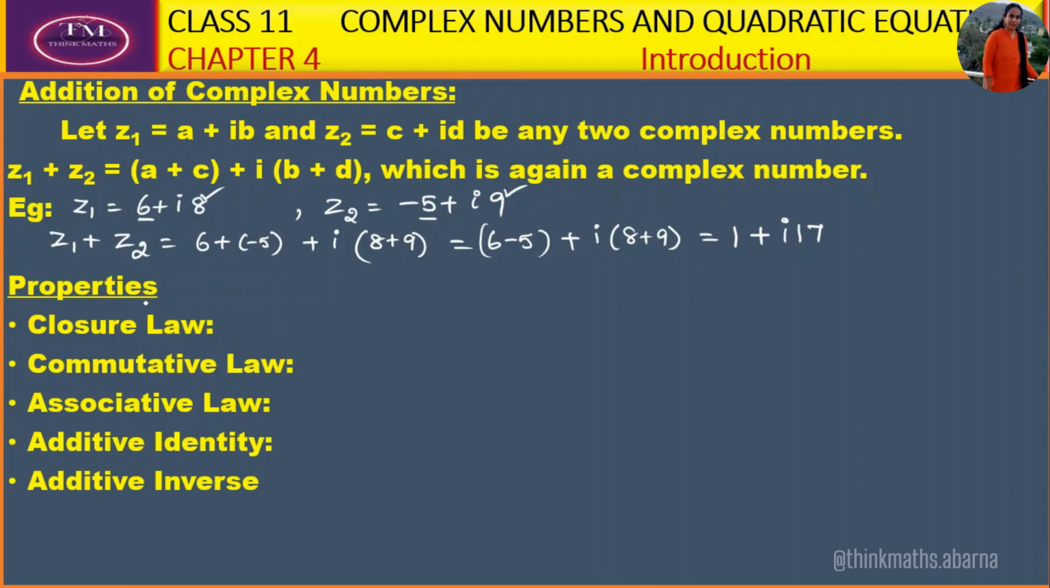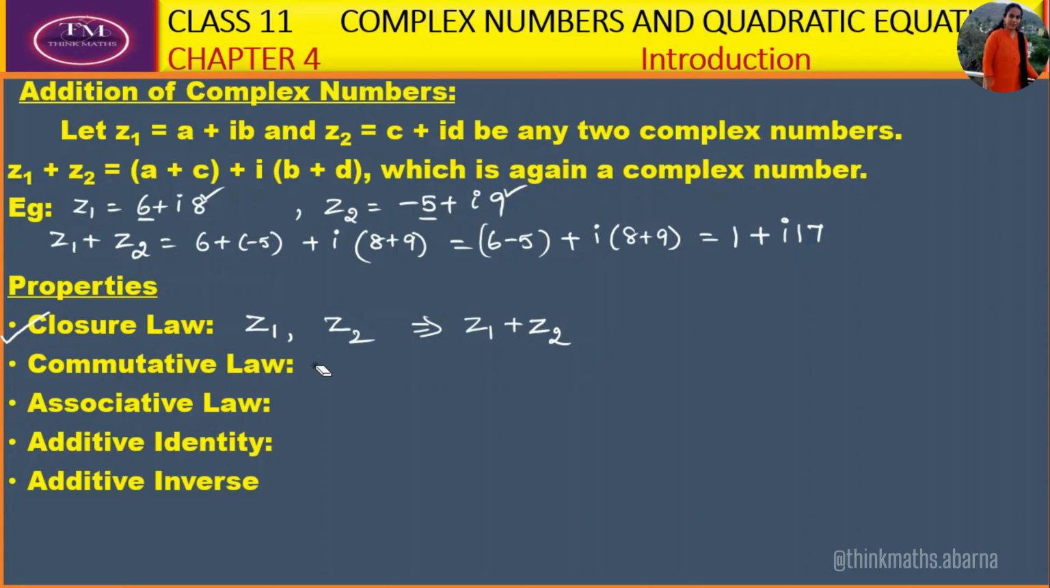Now let us see the properties of addition. The first property is the closure law. What does closure law mean? If there are two complex numbers Z1 and Z2, then we get their addition, Z1 plus Z2, which also belongs to the complex numbers. So if Z1 and Z2 are complex numbers, then their addition will also be a complex number. Clear, children? The next one is the commutative law. What do you mean by commutative law?